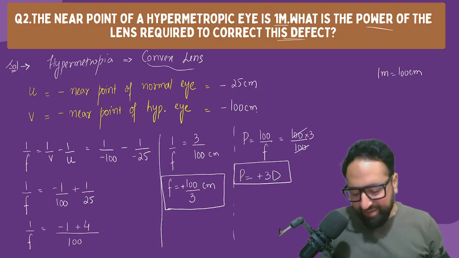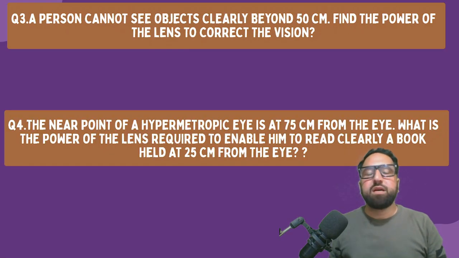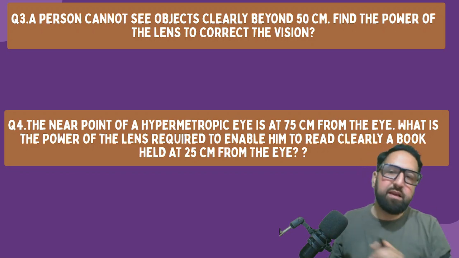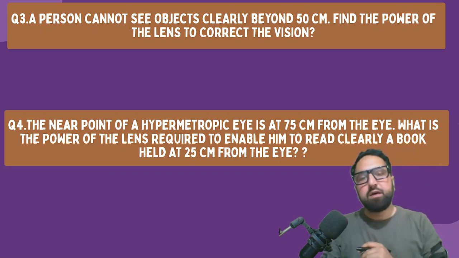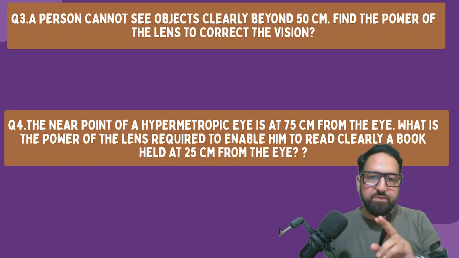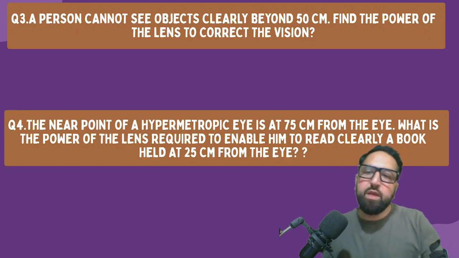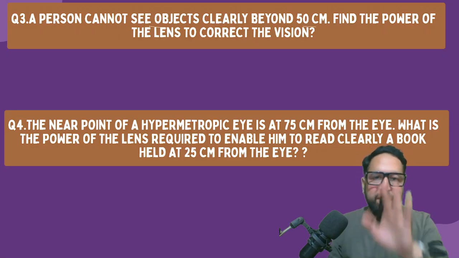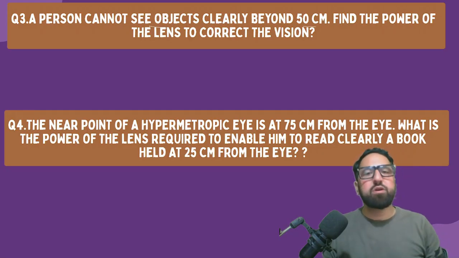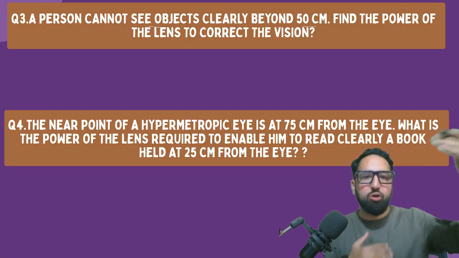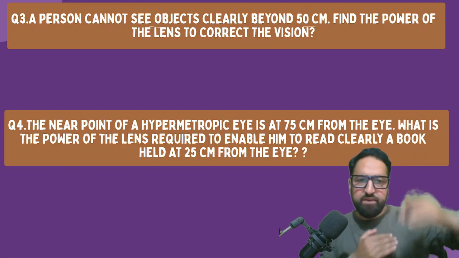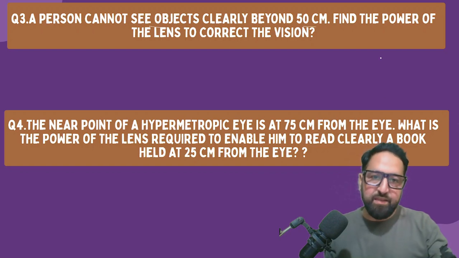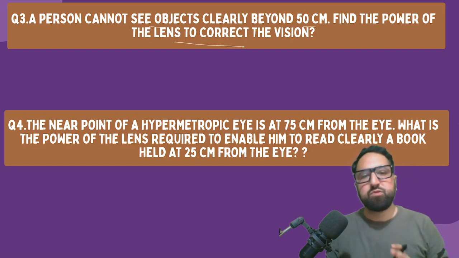Alright, very good. Now these two questions you will solve, and whatever the answer is, write in the comment box, and let me see how many of you can solve these questions. So question number 3, I'll just read it out for you. A person cannot see objects clearly beyond 50 centimeters. Now here in this question, it's not written what kind of defect this person has. It's only saying that a person can see the objects clearly beyond 50 centimeters. Find the power of the lens to correct this vision.